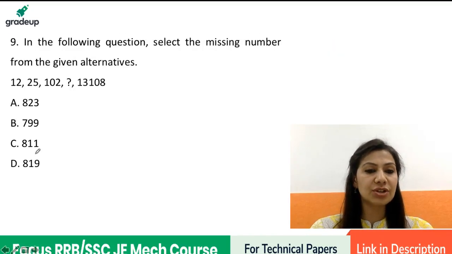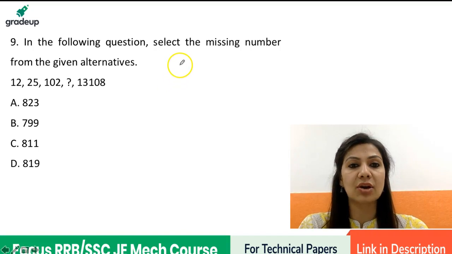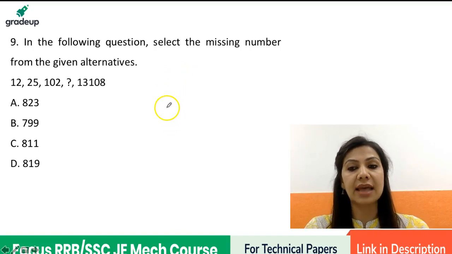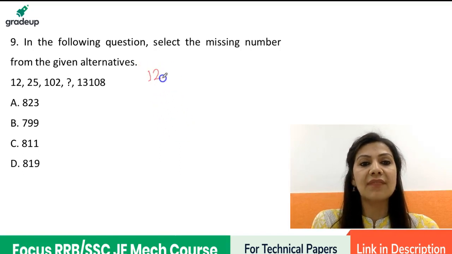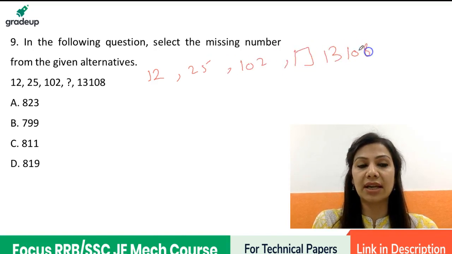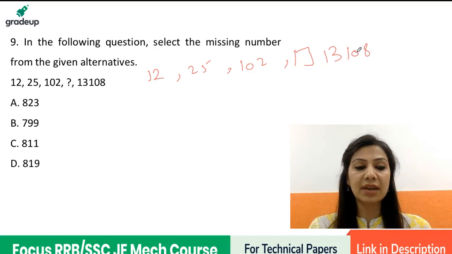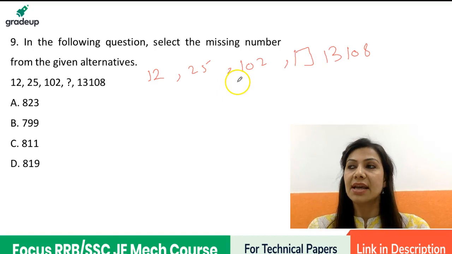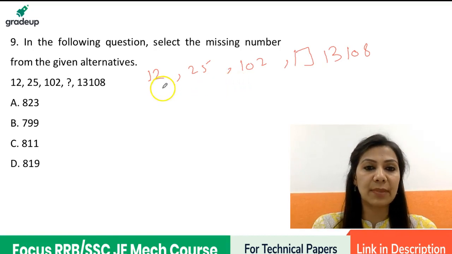This is the next question, students, and you can see the question is of number series. Whenever number series questions are there in the examination, you generally find the difference between the numbers. So you are having 12, then 25, 102, the next is what, and then suddenly 13,108. Instead of thinking about the difference between the numbers, can we solve this question with the help of some multiplication and addition combination?